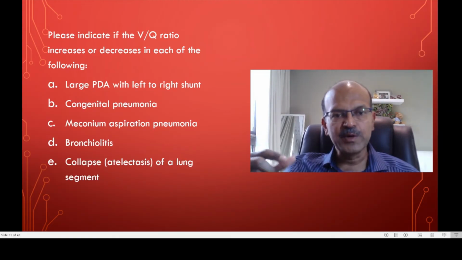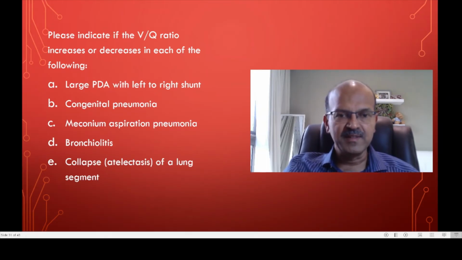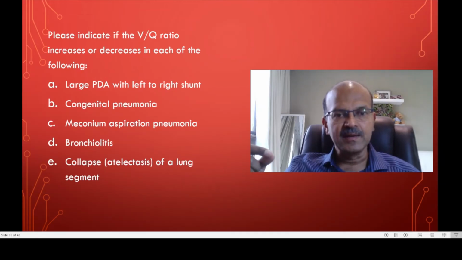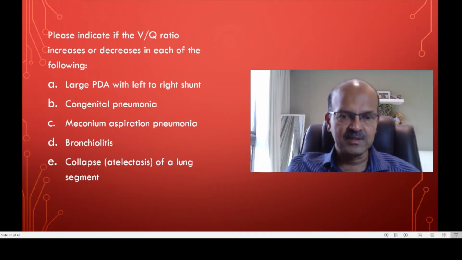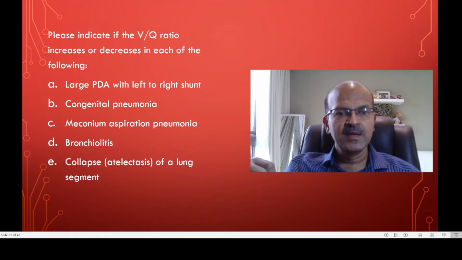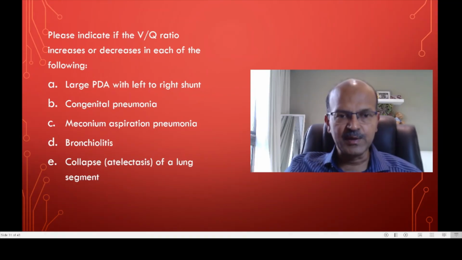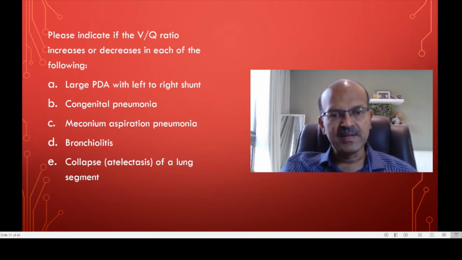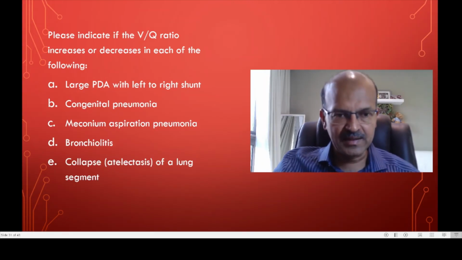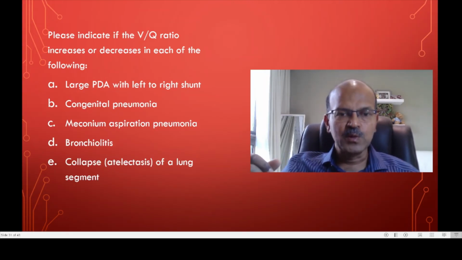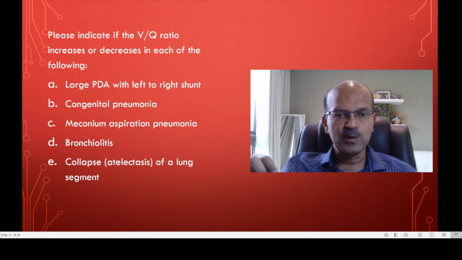In congenital pneumonia as well, we have reduced ventilation. In meconium aspiration, we have a complex picture. You may have ball valve distension, which affects the circulation as well in some areas, and there may be segmental atelectasis, which reduces the ventilation. In bronchiolitis, we have a combined picture as well, but mostly it's reduced ventilation. Again, segmental atelectasis causes a low ventilation in that portion. So the collapse of the lung leads to low ventilation.